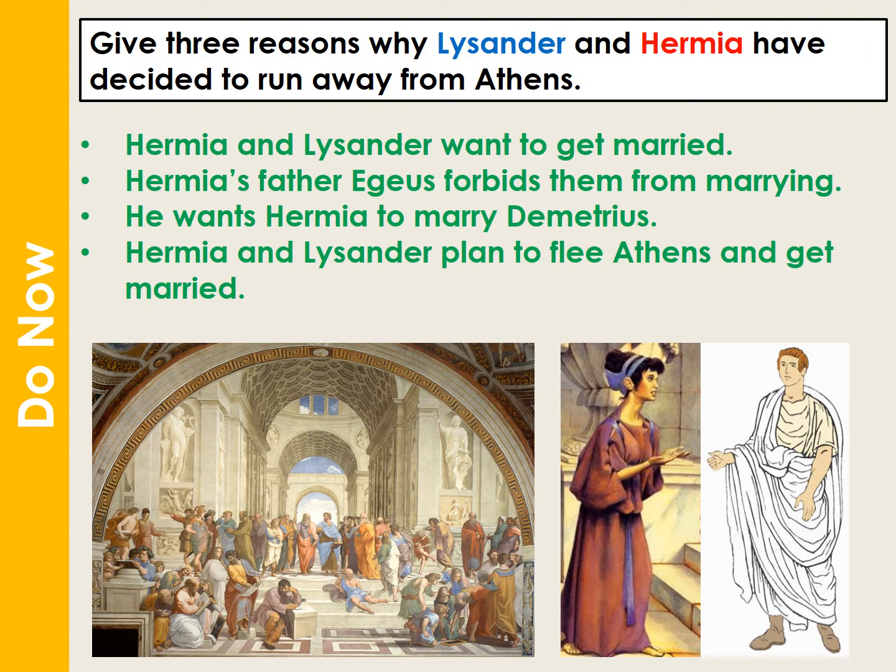Some of the answers that you could have had then about why Hermia and Lysander have decided that they're going to run away is that they want to get married. They want to be together. That's what they want out of their life for the rest of their life. However, Aegeus, Hermia's father, has forbidden that. They are not allowed, and to do so would be to disobey her father. Instead, Aegeus wants Hermia to marry Demetrius, someone that Hermia does not love and does not want to be with.